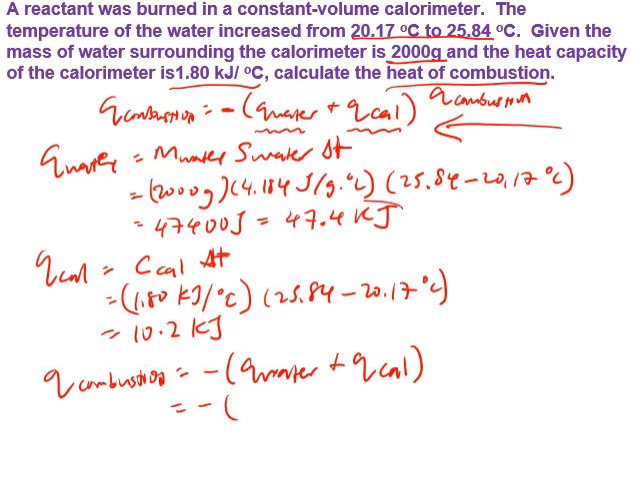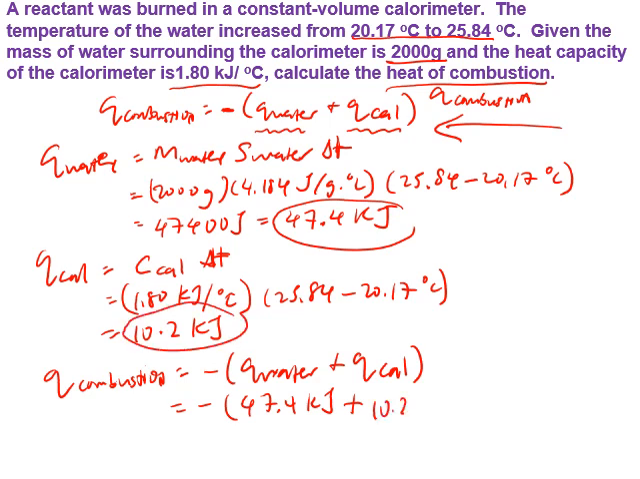Q water we have is this one, 47.4 kilojoule, plus Q cal is this one, 10.2 kilojoule. Okay, then we get the answer negative 57.6 kilojoule. So this will be your final answer.